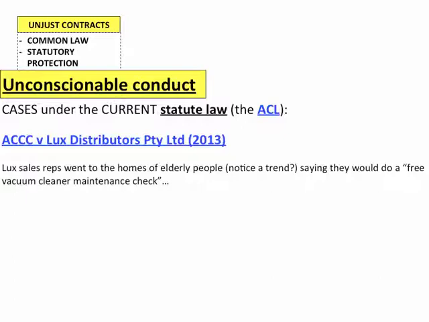"I'm just here to do a free vacuum cleaner maintenance check. Can I just take a look at your vacuum cleaner quickly?" Now, one of us would go, "Get out of here." Like, I'm in the Mount Druitt area, I'd probably just stab him, right? So, why would these people get let in?